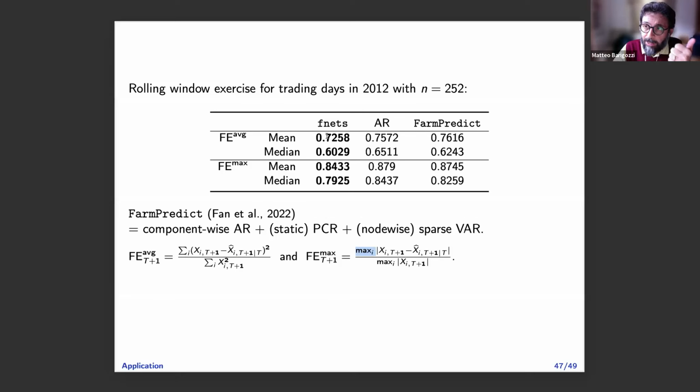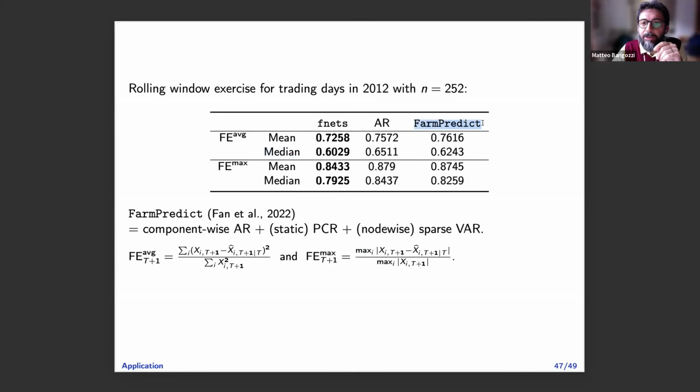So before explaining what the last column is, here I show you the forecast that you get when you use the static approach for the factors, okay? So the 2005 paper, okay? This is the mean square error, okay? So this is a given point in time. So this is the mean over the 252 points in time. This is the median over all the 252 points in time. This is our approach. This is a univariate AR.